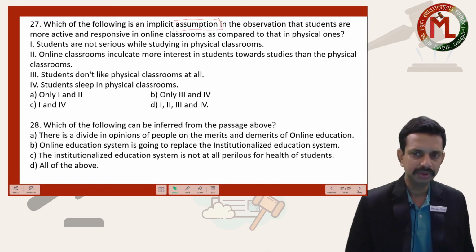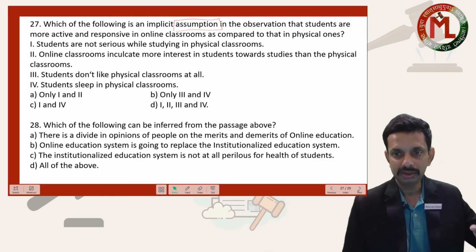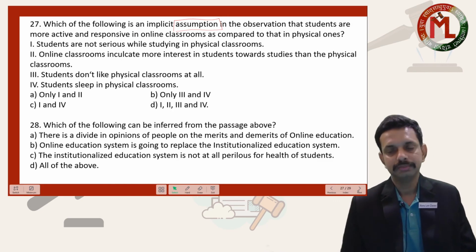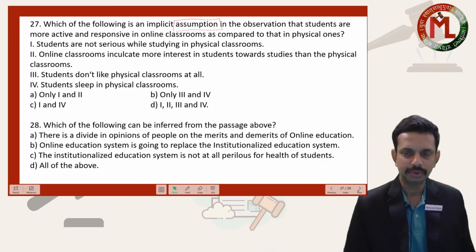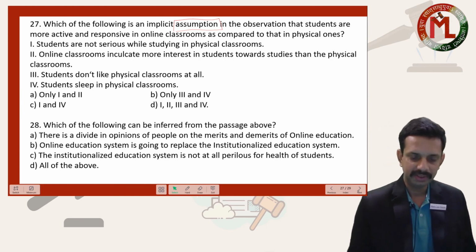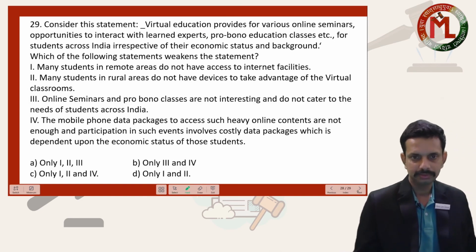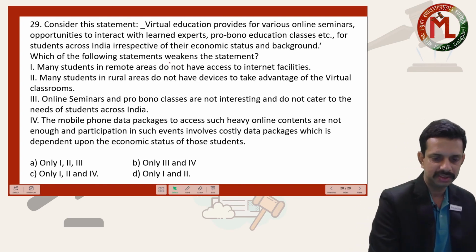Now the next one, assumption. Assumption means, as I told you earlier, those things which are not directly given into the passage, but we can arrive at those by reading out the passage or statement, just like the previous question of the aeroplane. Now again the next question, again inference, and the last one weakens the statement.